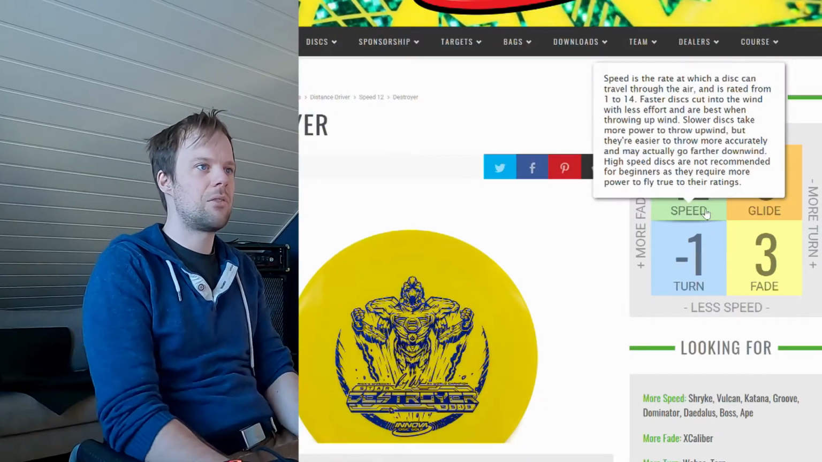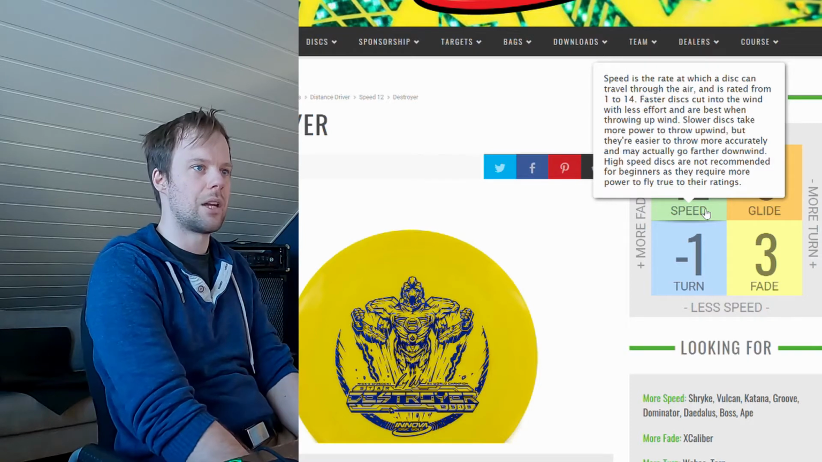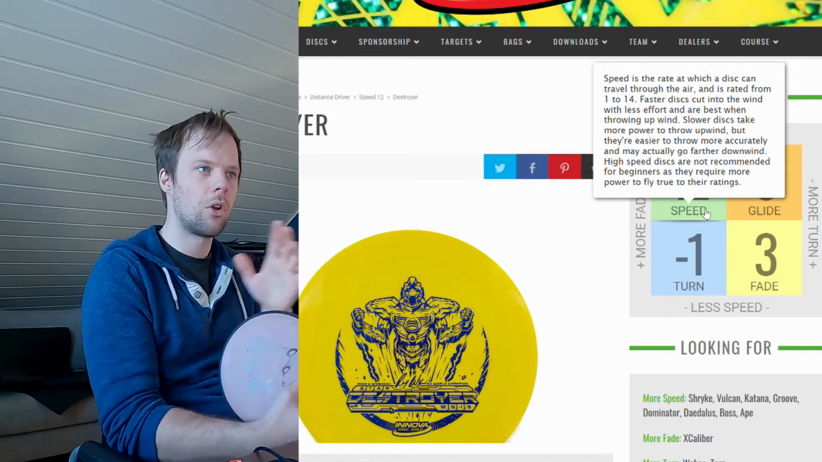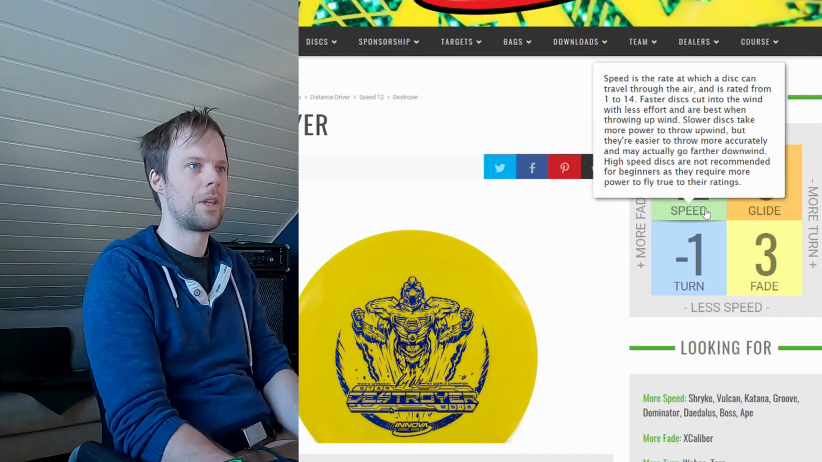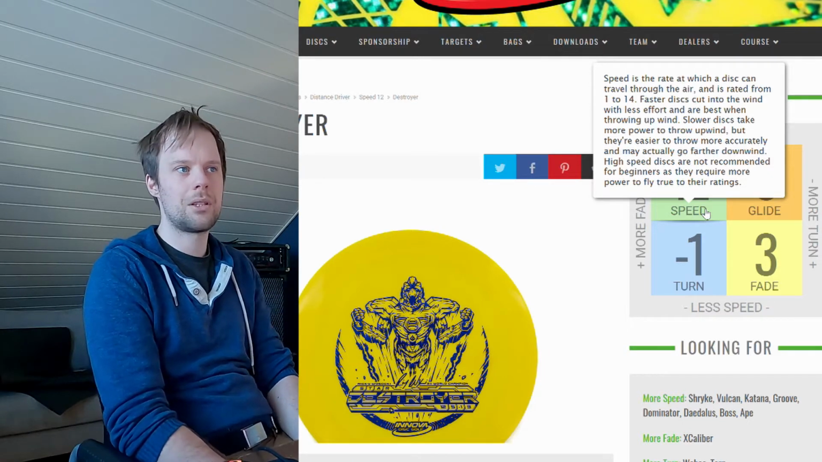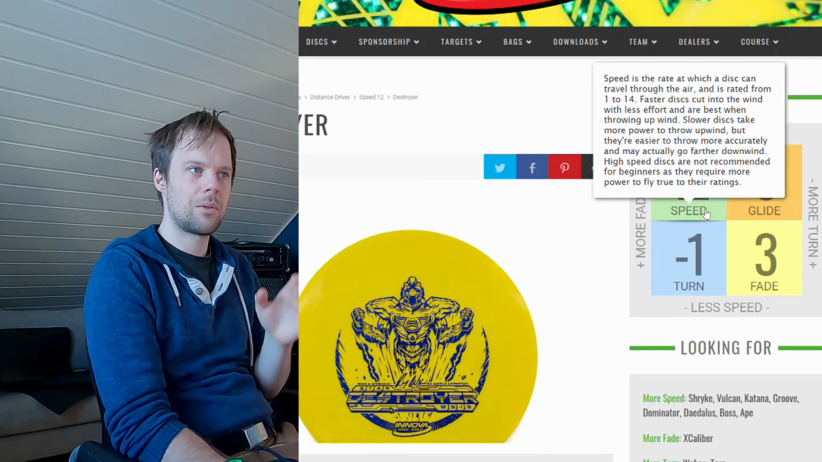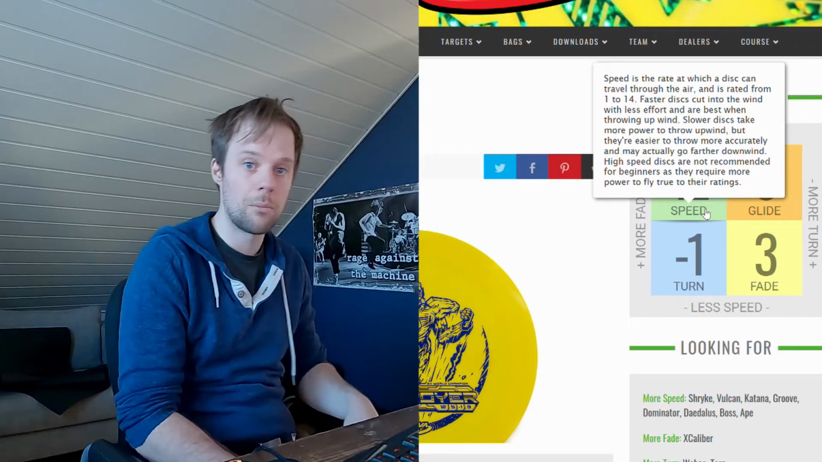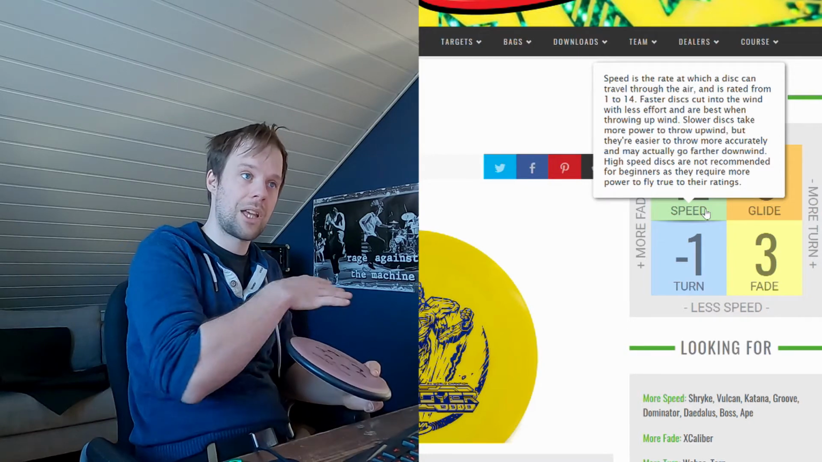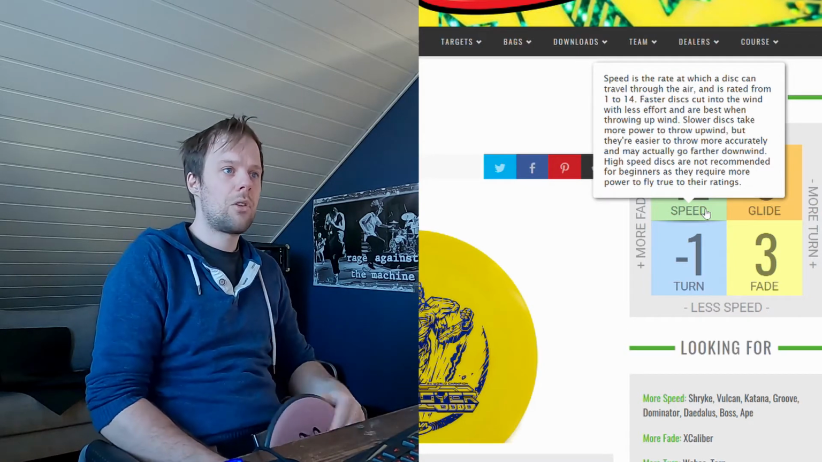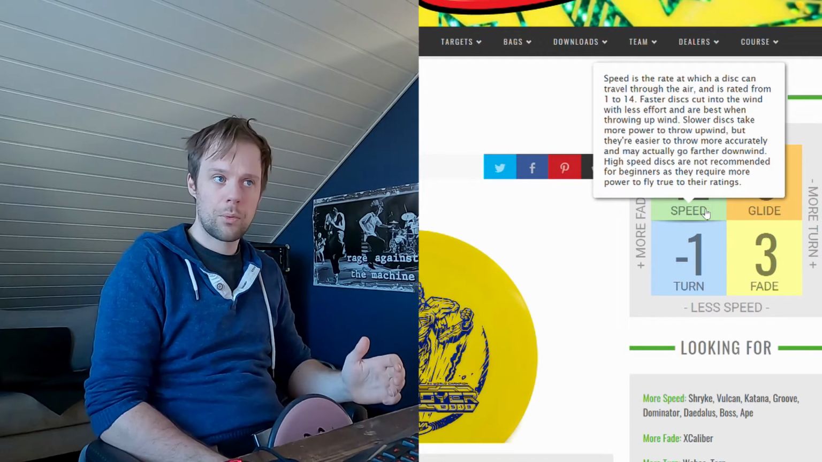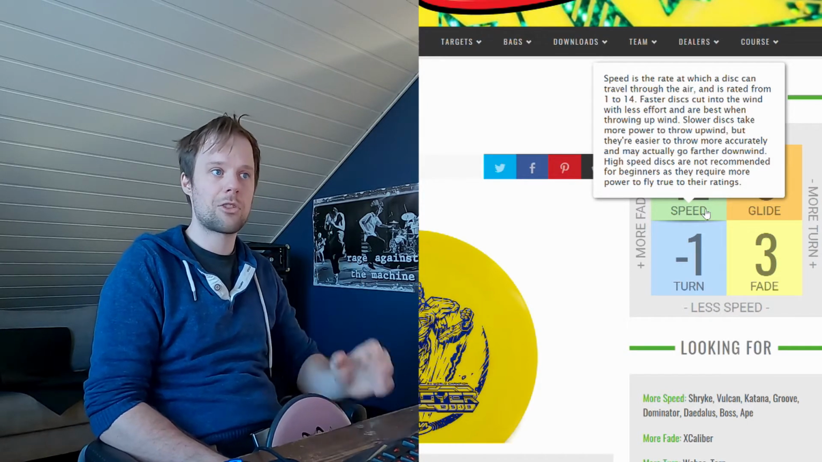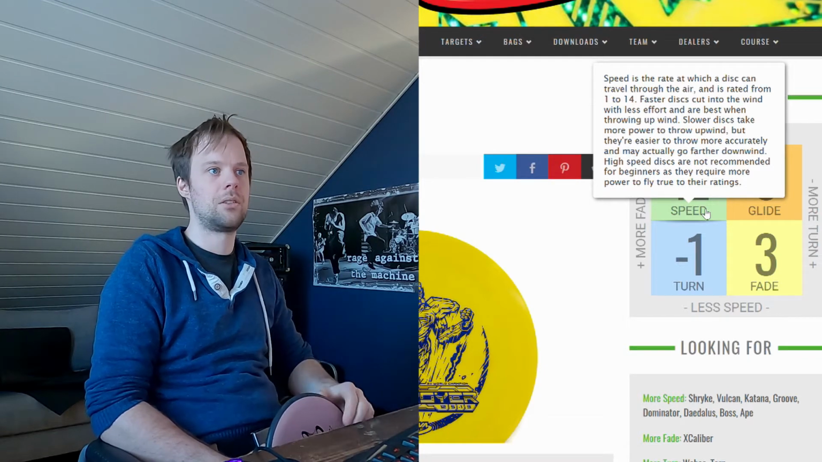Speed is the rate at which a disk can travel through the air. Okay, that is interesting because this can travel through the air in all kinds of rates, I think. Faster disks cut into the wind with less effort and are best when throwing upwind. I guess they're saying faster disks are more aerodynamic or they have less drag. Slower disks take more power to throw upwind, but they're easier to throw more accurately and may actually go farther downwind.